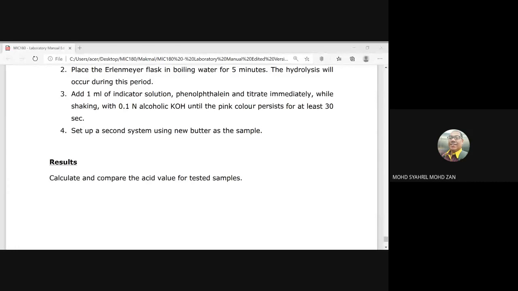All right, is there any question about the manuals before we go for the principle behind our experiment? Is there any question left? Sir, yep. Kenapa kita guna oil dengan new butter?